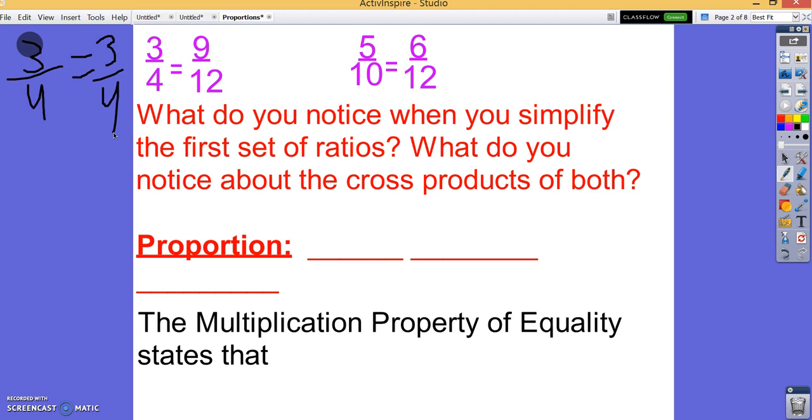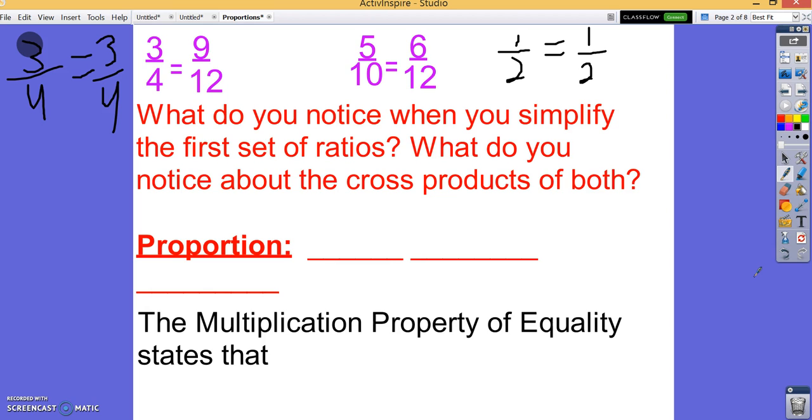Same thing with the second set of ratios. If you were to reduce this, 5/10 reduces to 1/2, and 6/12 also reduces to 1/2. So basically what this is showing us is, even though these numbers look different, 3/4 looks different than 9/12, 5/10 looks different than 6/12, they are actually equal to each other, which is why there's an equal sign in between.